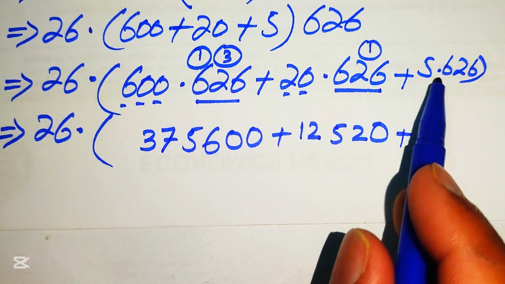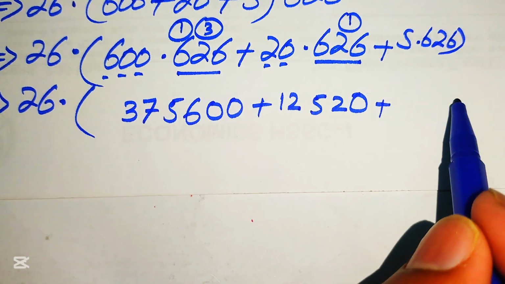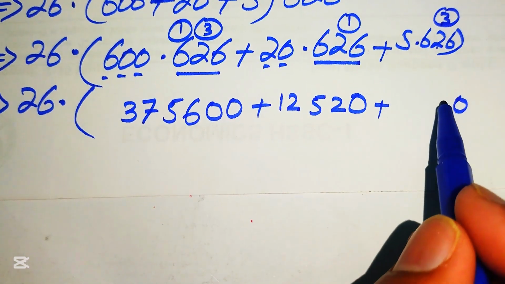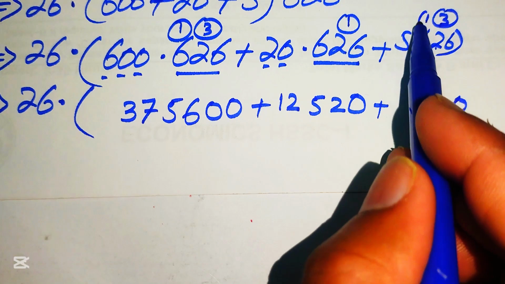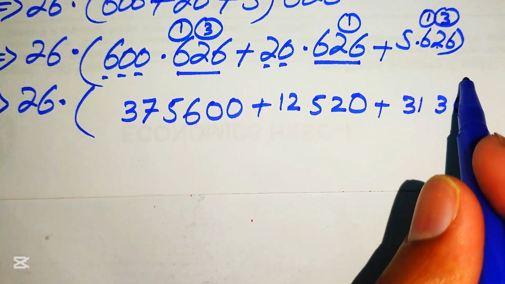Plus we multiply this 5 with 626. So you have 5 6s are 30. We write 0 and carry 3. 5 2s are 10, 10 plus 3 is 13. We write 3 and carry 1. 5 6s are 30, 30 plus 1 becomes 31.